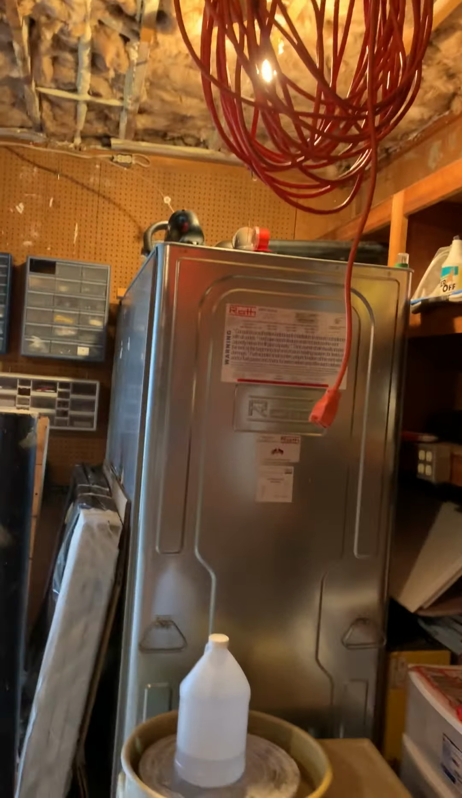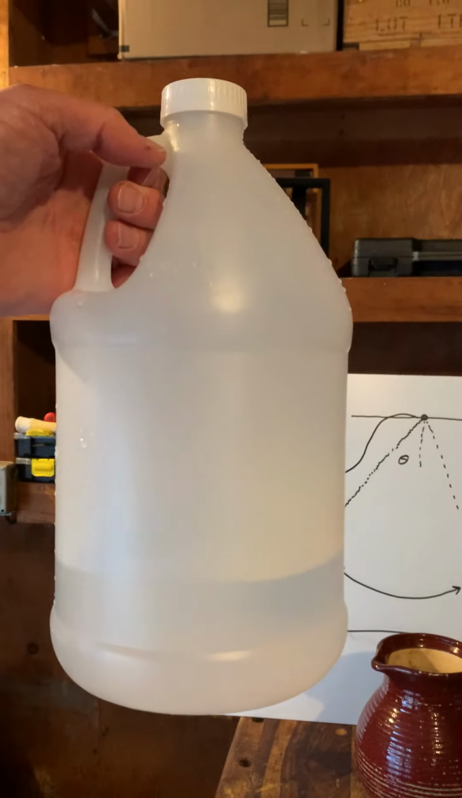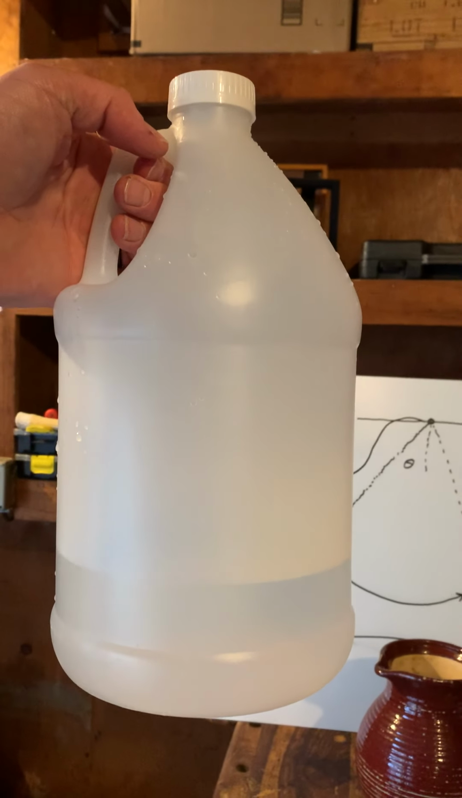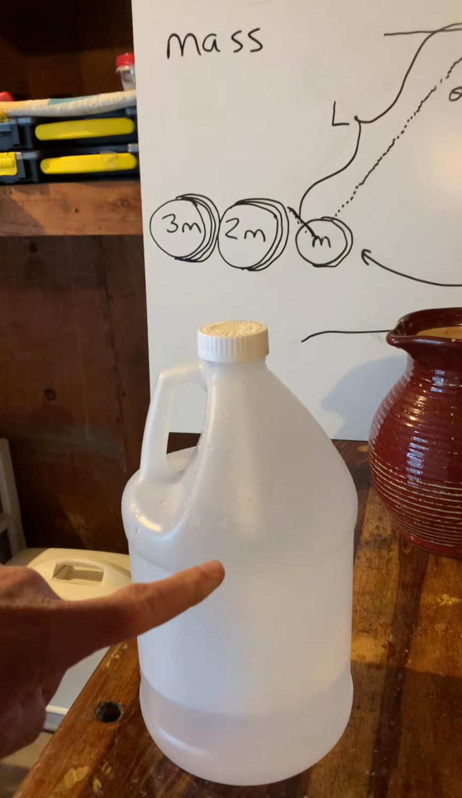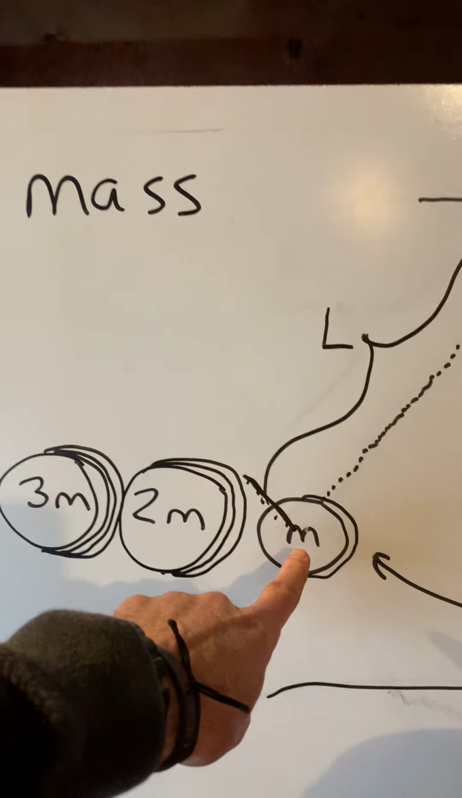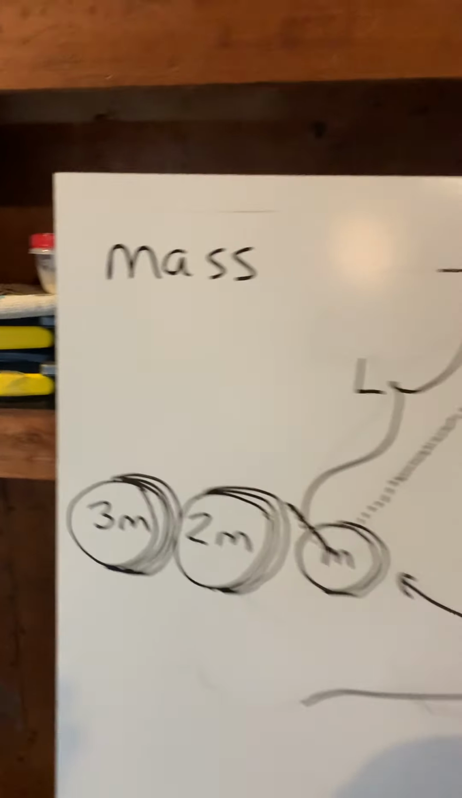Now, another way that some people are varying is similar, which is to take a container and put, say, a quart or a liter of water in it. And then by successively adding an equal amount of water, you get the same effect. You get an M, a 2M, and a 3M.